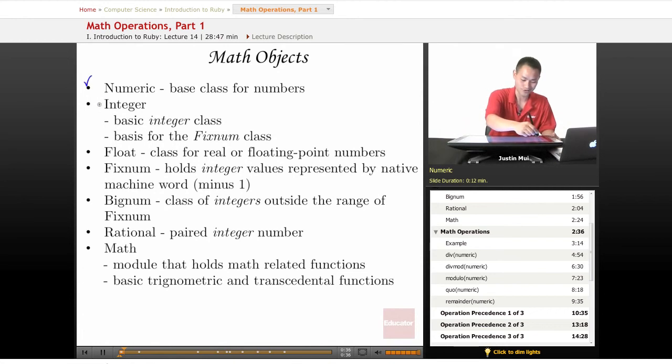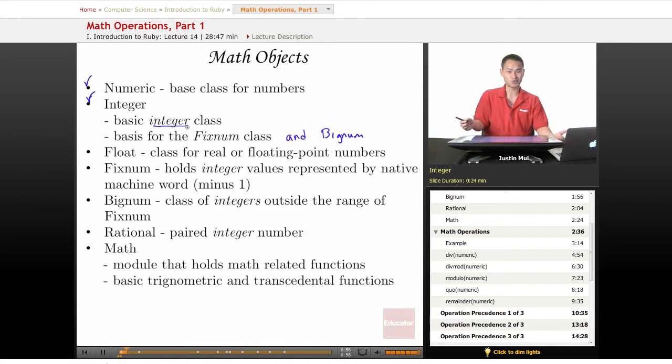The first one, you have your integer class. This is the basis for fixnum and your bignum class. It's the basic integer values for that. Then you have your float. Your float is a class for real or floating point numbers.